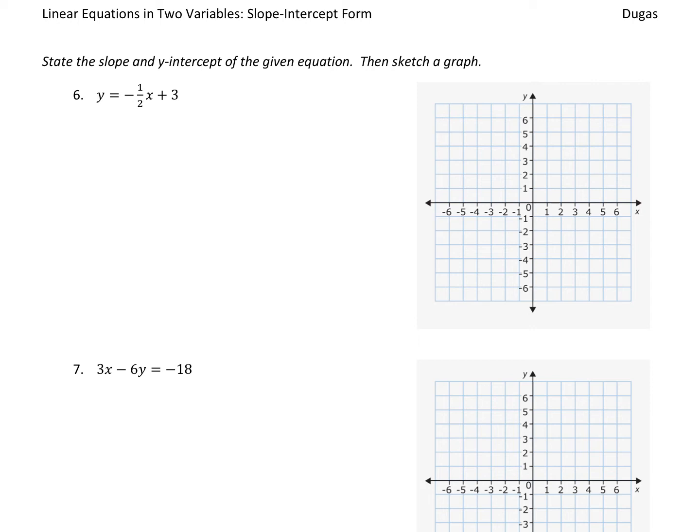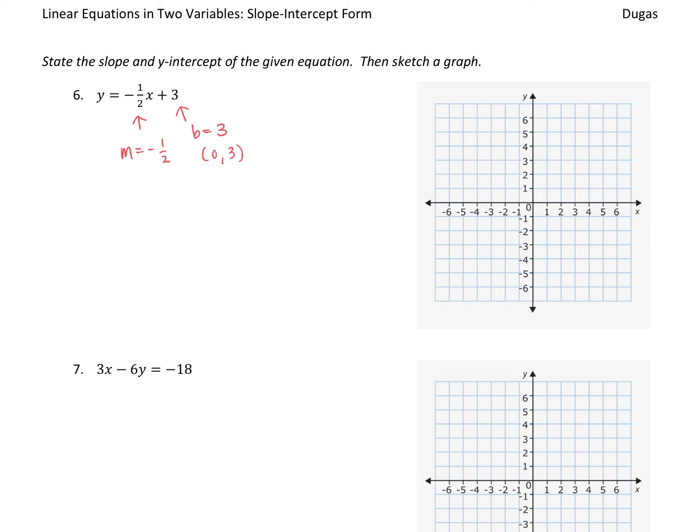So in number 6, since it's in slope-intercept form, the form itself directly gives you the slope and the y-intercept. The slope is always the coefficient of x when it's in this form. So the slope is -1/2. And when it's in this form, the constant is the b value, the y coordinate of the y-intercept. So (0, 3) is the y-intercept.